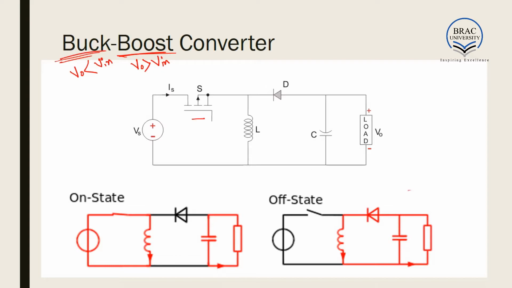This is the circuit. We have a switch, an inductor, a diode. The orientation of the diode is noteworthy, and a lumped resistance and capacitance acting as a load. And we'll be considering on state and off state operations for our mathematical analysis.